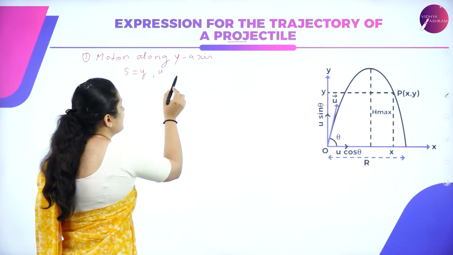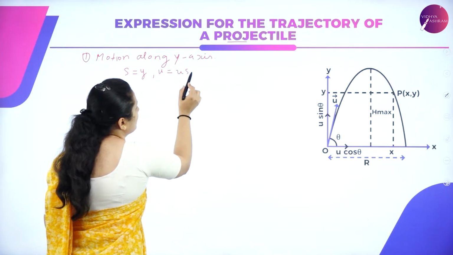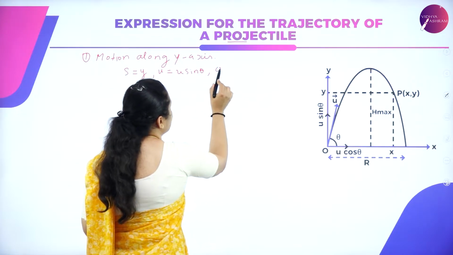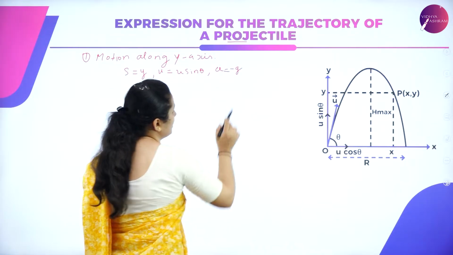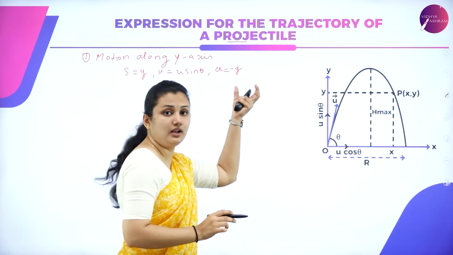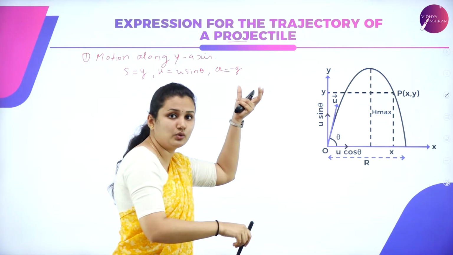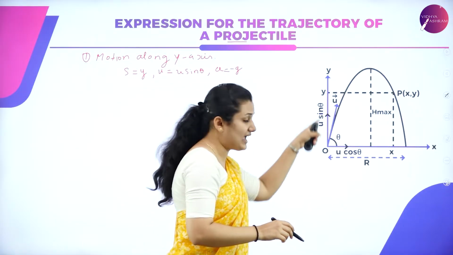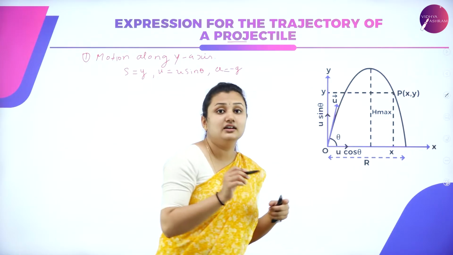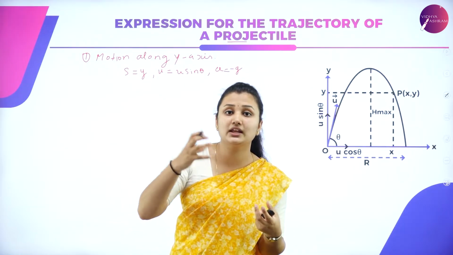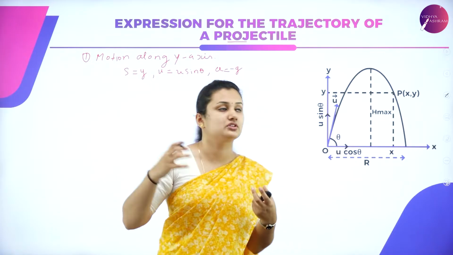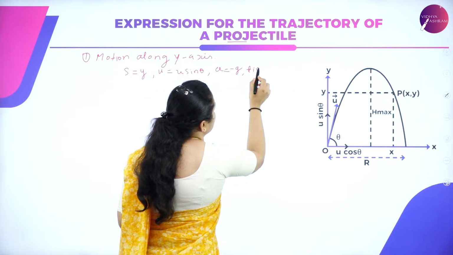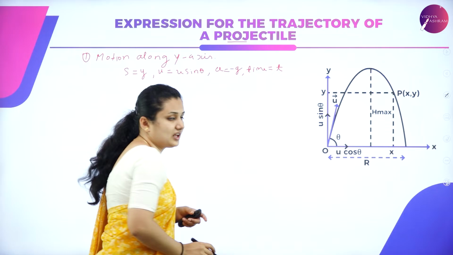And what is its velocity along the y-axis? It is resolved into u sin theta along the y-axis. And I know along the y-axis a is equal to minus g, because when you throw up the ball, the gravitational force is acting downward. Along the y-axis the velocity is not constant, it is varying at each point of the object's motion. That is why a is equal to minus g, and the time of travel is given by t. So, these are the conditions.